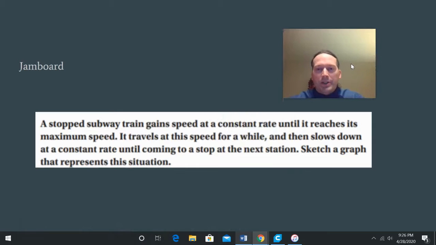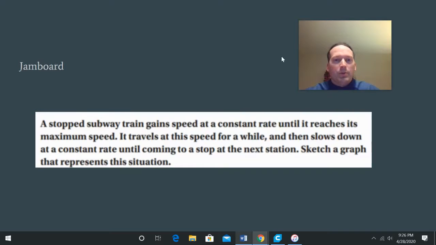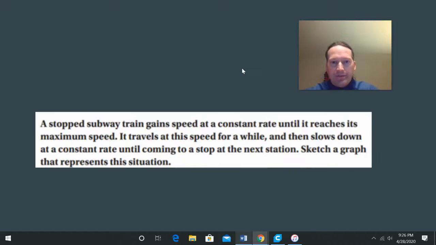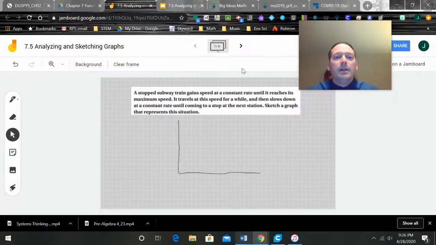So the next one we're going to do is we're going to go to Jamboard, because the first couple ones were all about interpreting a graph. Now we're actually going to draw a graph. Okay, so we're going to go to the Jamboard for that one.